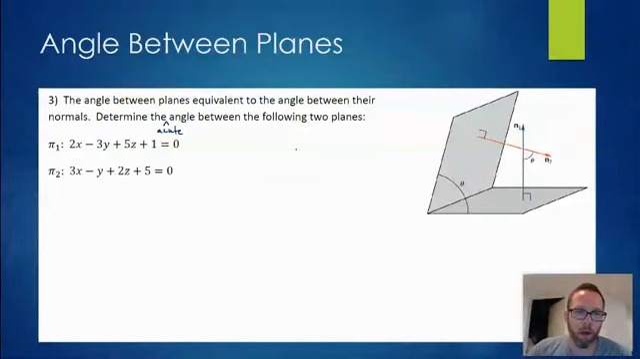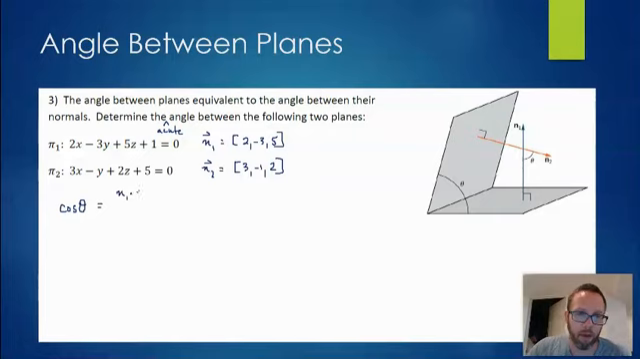So our first normal, reading it from the scalar equation, is 2, negative 3, 5. And our second normal is 3, negative 1, 2. And if you recall, we know how to find angles between two vectors. It involved the dot product in the following way. You take the dot product of the two vectors and you divide by the product of their magnitudes. And those are all things that we can do.